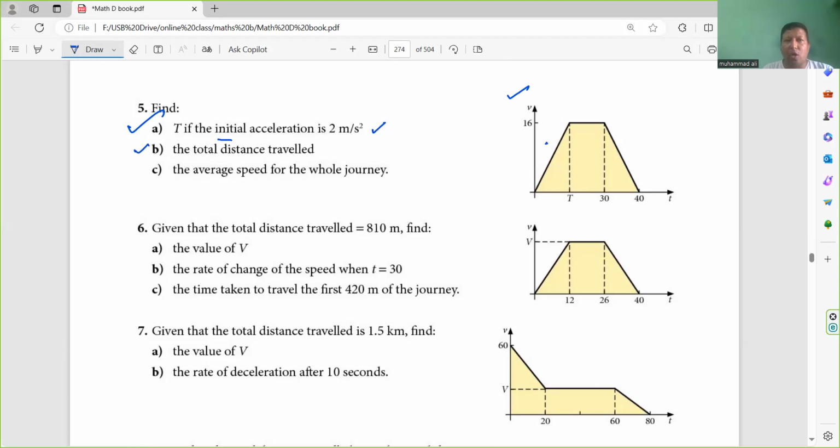Part B, the total distance traveled. Part C, the average speed for the whole journey. So we will find the average speed for the whole journey. Now see how we can find it.